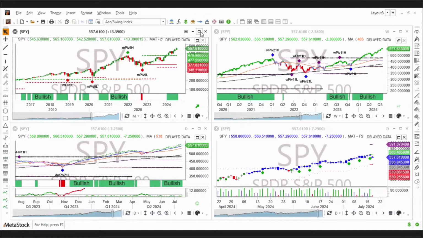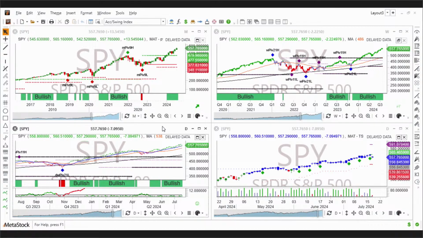Well, I have developed a bunch of tools to keep me aligned with the market. This is my 4-screen setup that I use. In the top left, I have the monthly time frame. In the top right, I have the weekly time frame. And then I have 2 daily time frames, bottom left and bottom right. The monthly, the weekly, and the daily, these are my analysis time frames.